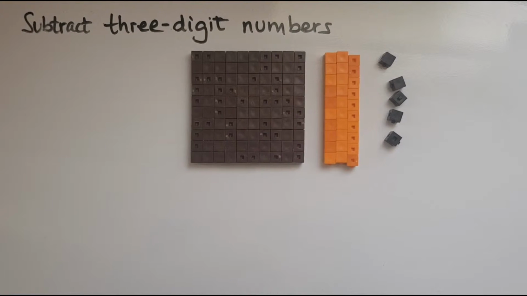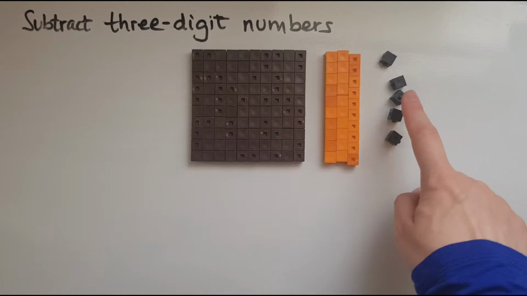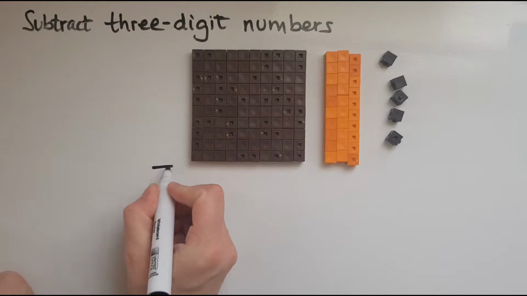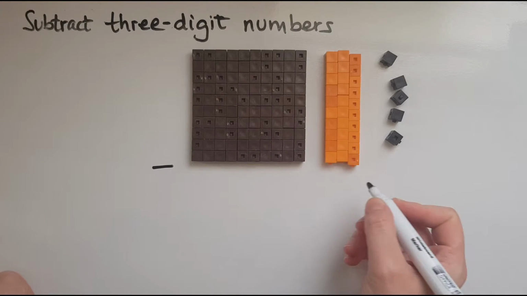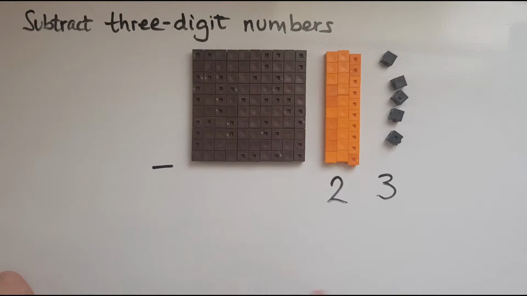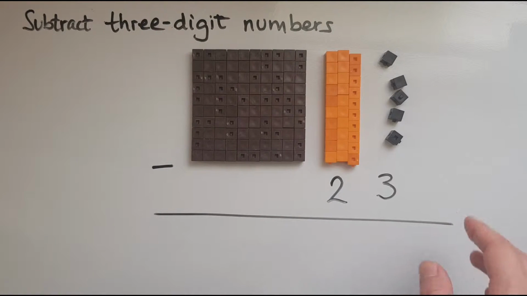In this video, we'll learn to subtract three-digit numbers. I've represented 135 using the cubes. What I'm going to do is take away 23 from this. So we start with the units, because in this way we will know whether we need to borrow from the tens, and we'll look at examples to illustrate this.